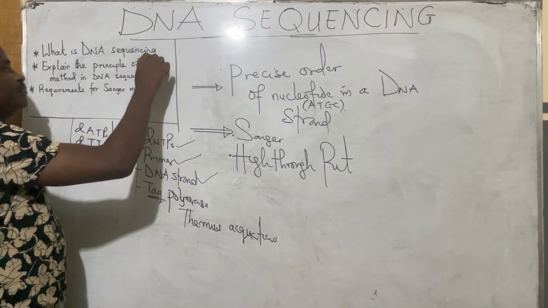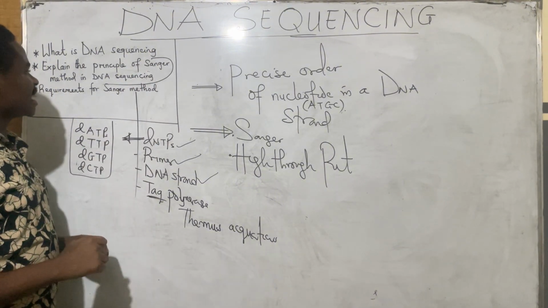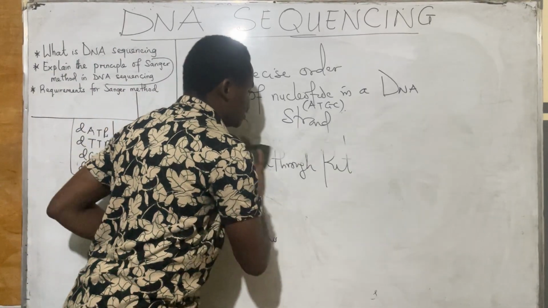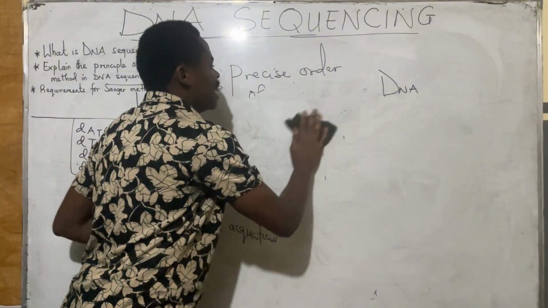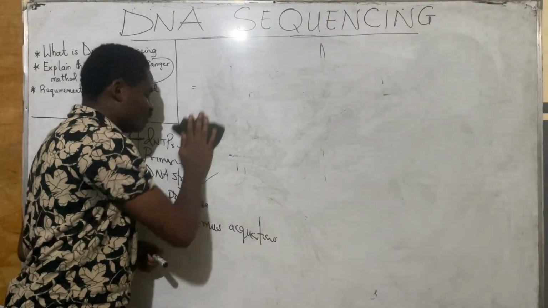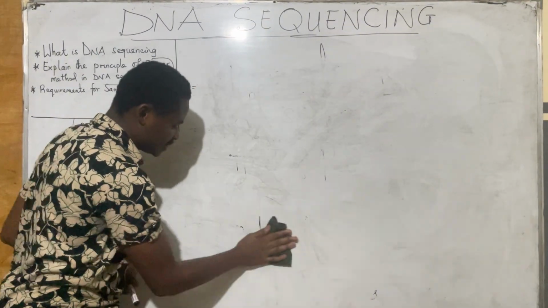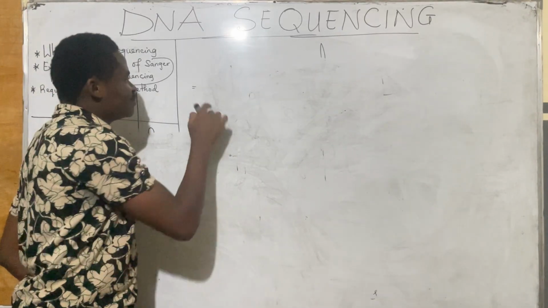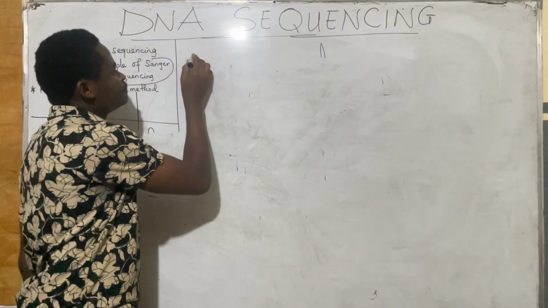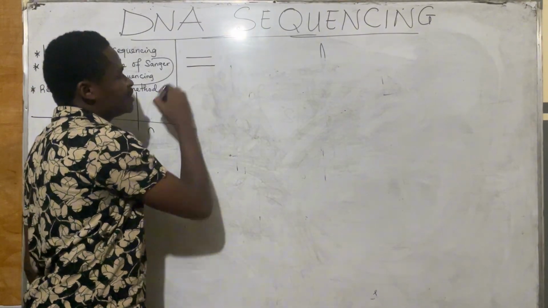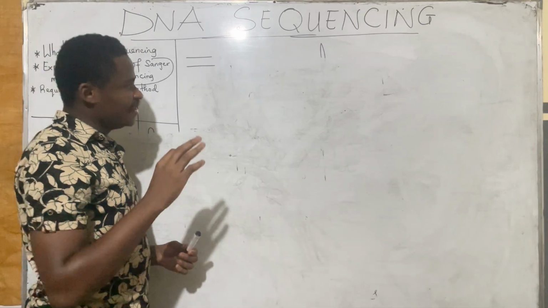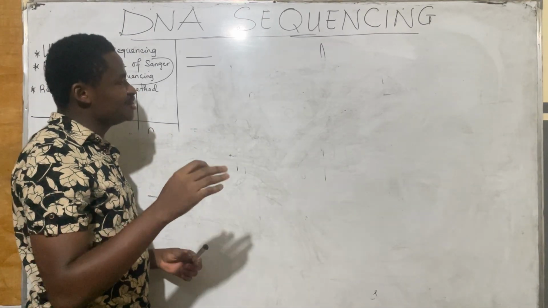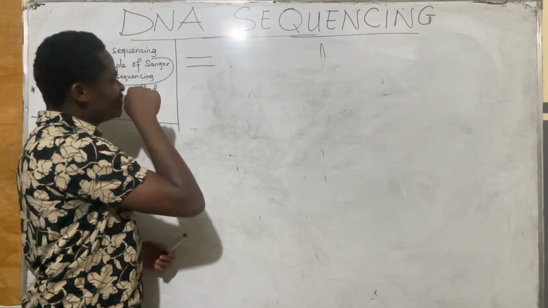So now let's explain the principle behind the Sanger method in DNA sequencing. For the Sanger method in DNA sequencing, if you are asked in your exam, how do you present it, or what did he do in that particular experiment? Now, for the Sanger method, number one, I'll be illustrating and then I'll be explaining. This is how the DNA strand looks like. Remember, we said DNA sequencing is that method that we use to determine the precise order of nucleotides ATGC in any DNA strand. So we have a DNA strand like this.